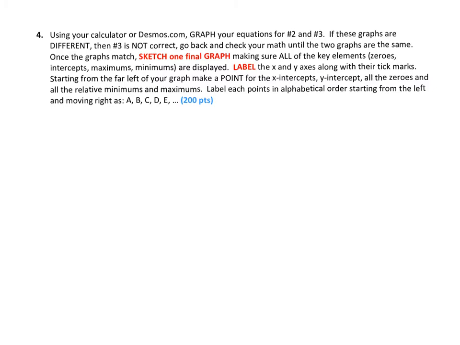When you graph equation 2 and equation 3, if they are not the same graph, you have a math typo somewhere in number 2. It's the same equation, it's just written in a different format, so the graph should be exactly the same. This is a really excellent way to check to see if your math is correct. If it's not, go back to number 3, fix it, resketch it until you have the final graph.